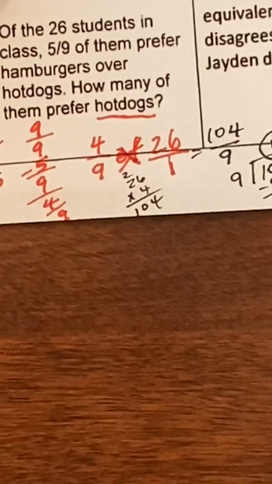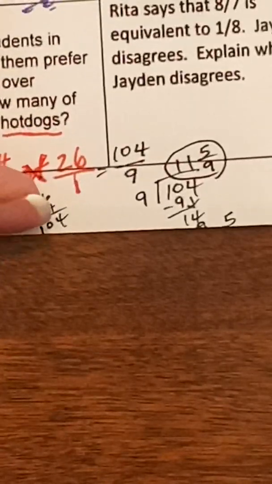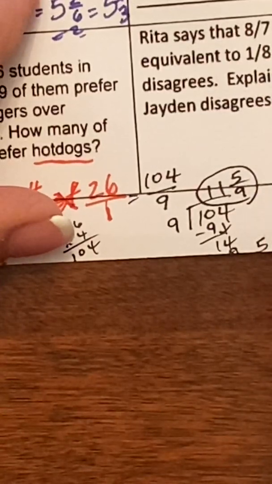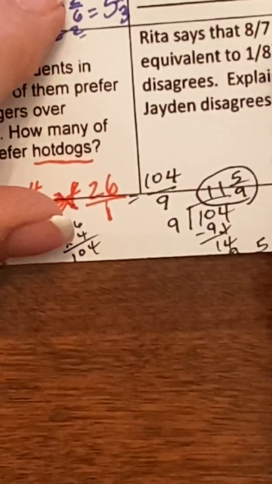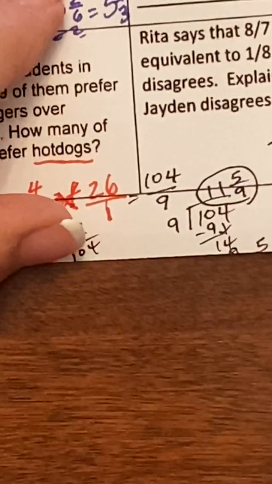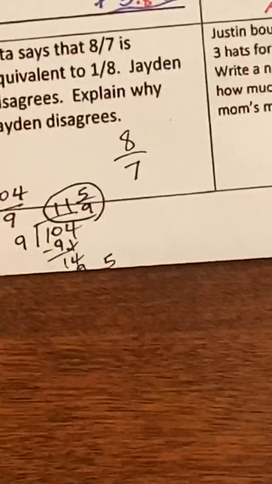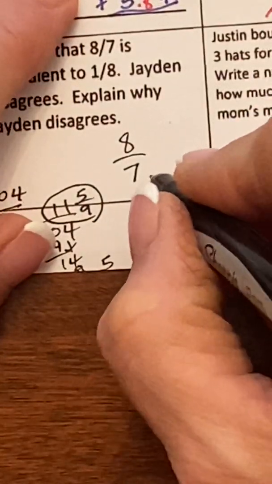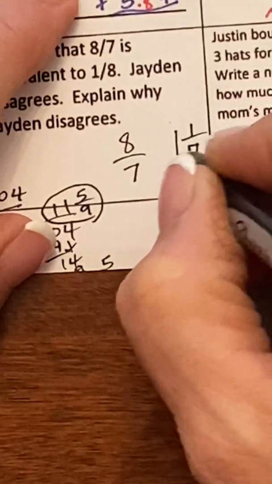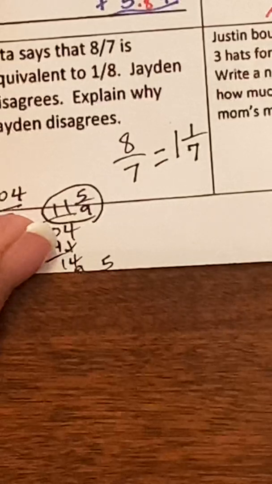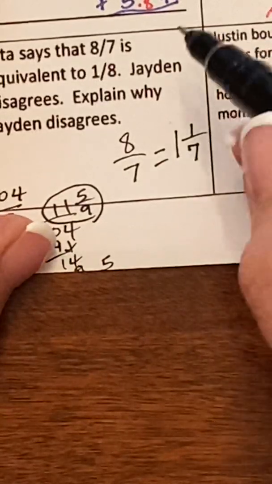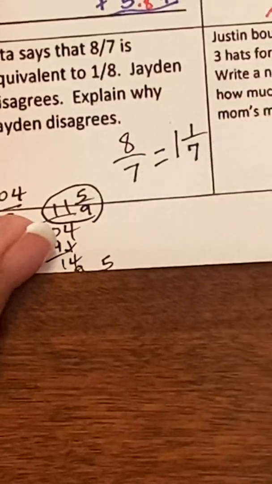That's interesting. All right, Rita says that 8/7 is equivalent to 1/8. Jaden disagrees. Explain why Jaden disagrees. Well, we know that if I take 8/7 and I simplify it, 7 will divide into 8 one time with 1 left over. That's what is true, right? Because this is an improper fraction and it turns to a mixed number.